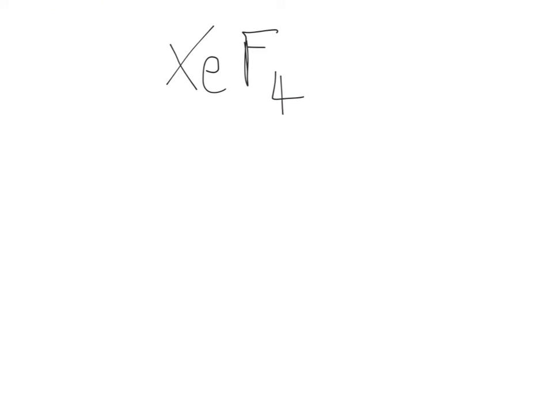Xenon tetrafluoride. So the first step is to work out the number of valence electrons. Xenon is in group 8, so it has 8 valence electrons. Fluorine is in group 7, so it has 7 valence electrons. There's 4 fluorines, so we times that by 4. So that's 7 times 4, which is 28, plus 8. So that's 36 valence electrons.